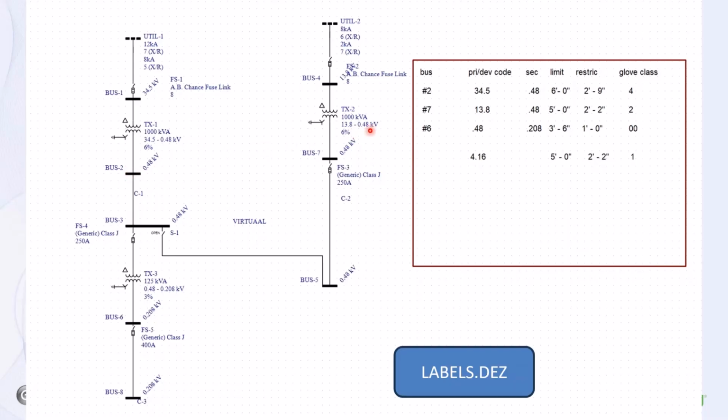So for bus 2, I want the device code. I'm going to use the device code of the primary voltage. The secondary will be 480 volts, and then for the PPE requirement for the primary, I'm going to have a limited and a restricted barrier or boundary, and then the generations of glove class. So let's go to the one line and talk about this.